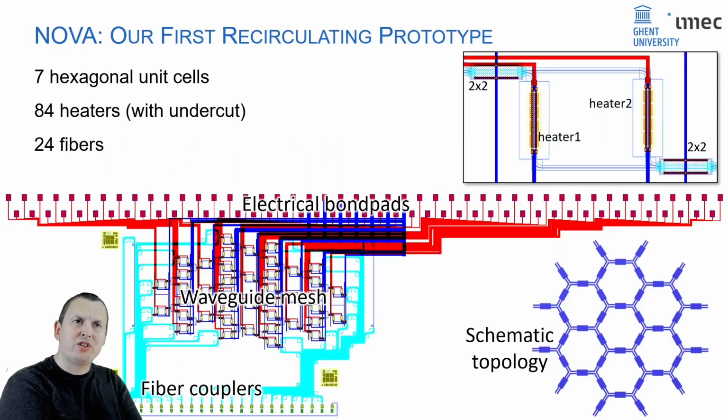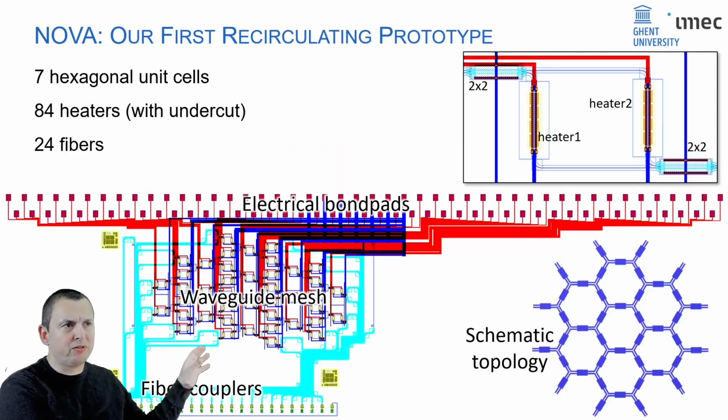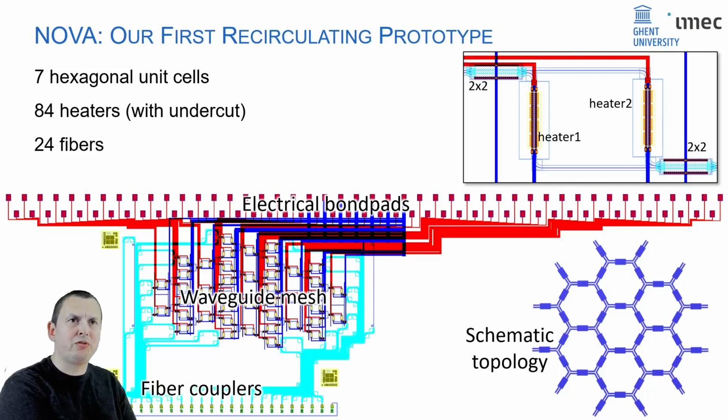Now we've implemented such a circuit. This is an example of a small chip, which we call NOVA. It has 7 of these hexagonal unit cells, and the unit cells are of course coupled together with these optical gates. You see an example of such an optical gate, which consists of a Mach-Zehnder interferometer with 2 heaters. A relatively simple architecture. The circuit has 24 ports which are coupled to the outside world through fiber couplers.